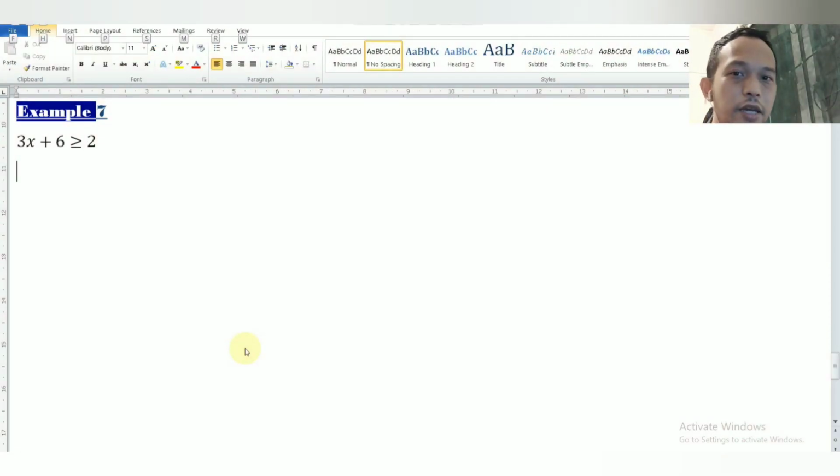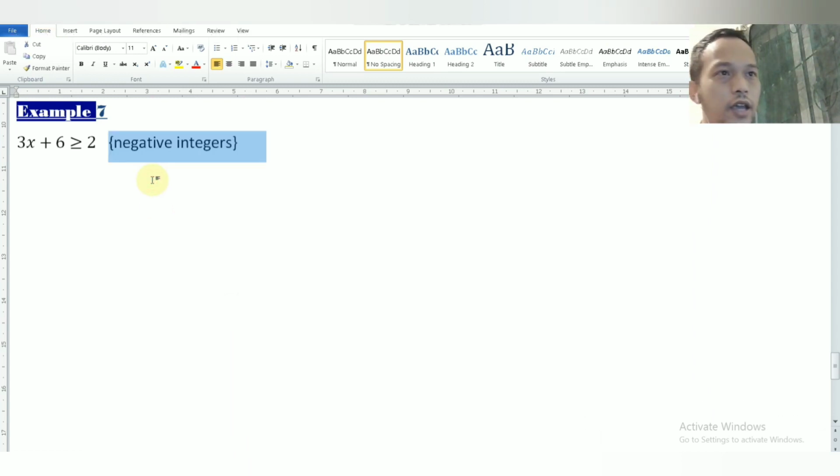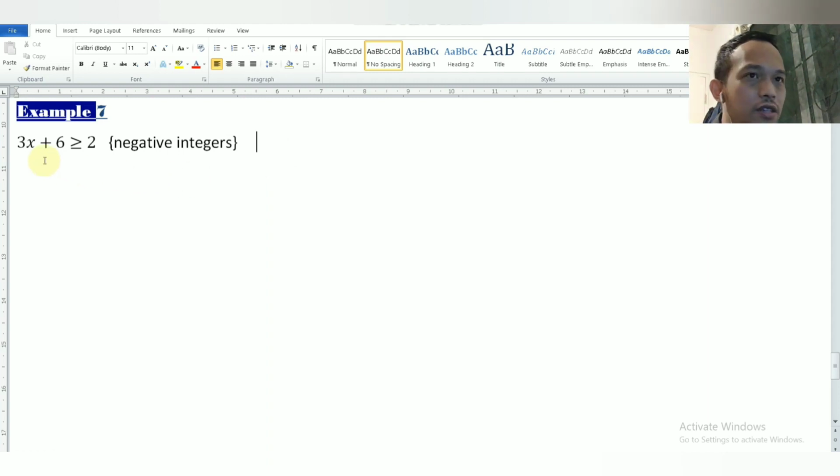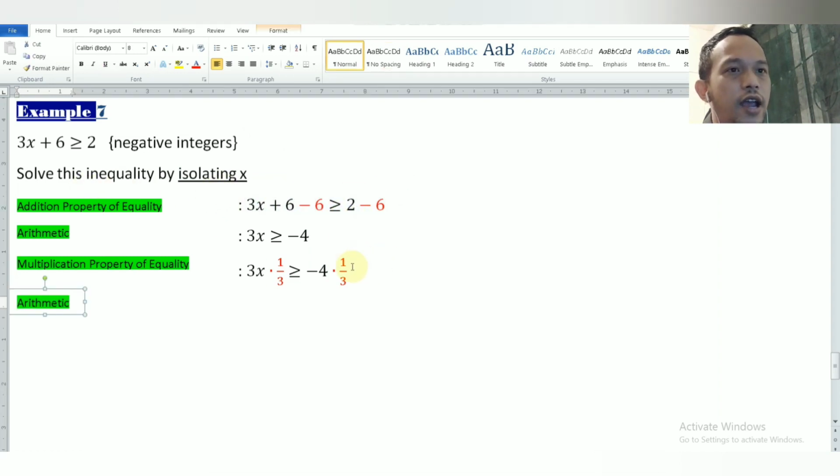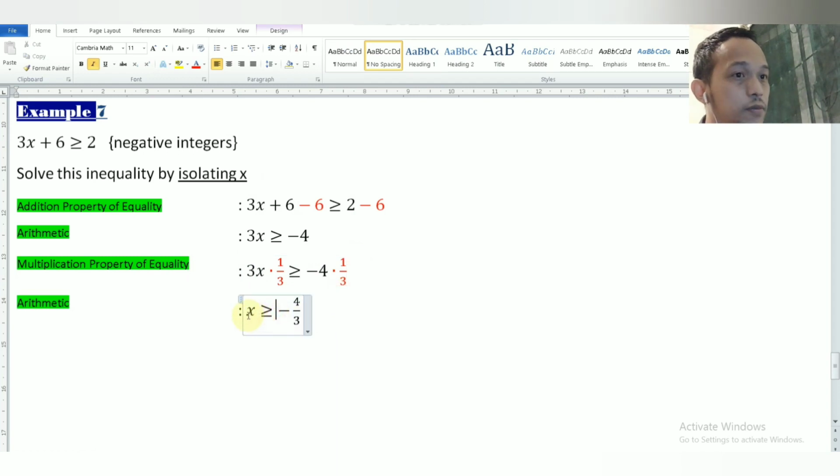Okay, the next example, I'm still using the same inequality, but I will change the domain again. Before, we used negative reals, and now how about if it is negative integers? So let's solve this inequality first, with exactly the same steps, solved by isolating x. And in the end, we have this statement.